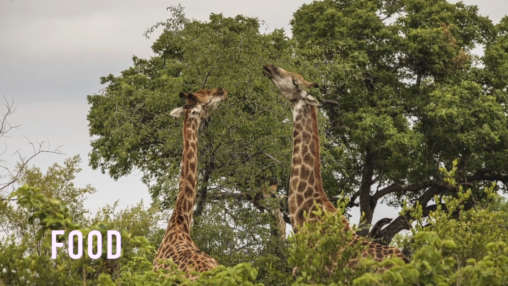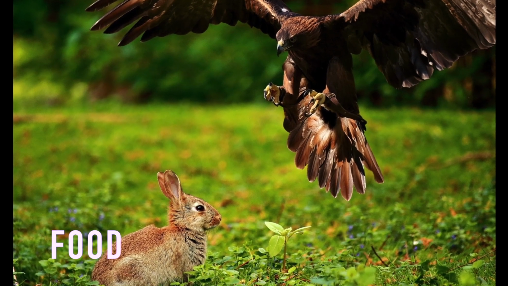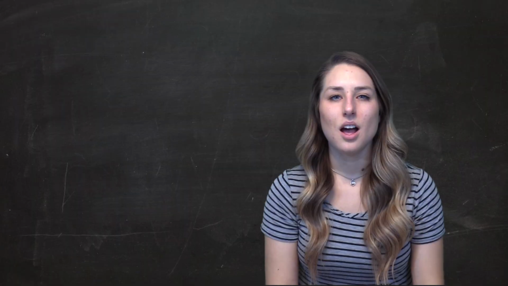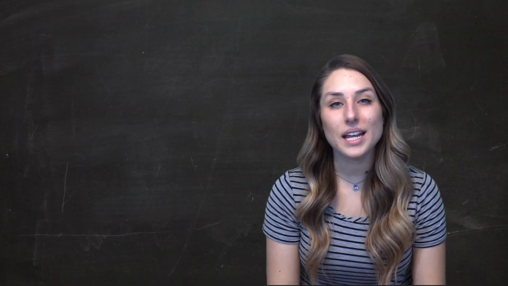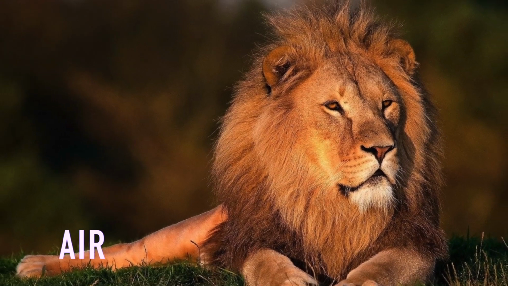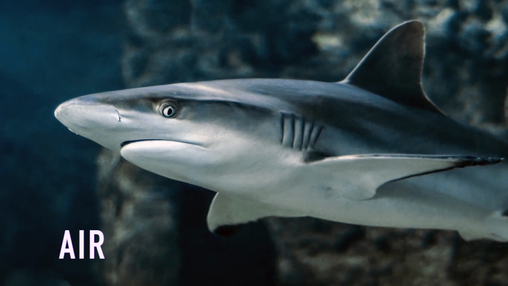Some animals eat plants. Some animals eat animals. Some animals eat both, and other animals eat insects. All living things, including animals, need air to breathe. Some animals get oxygen from the air around them. Other animals get oxygen from the water around them.